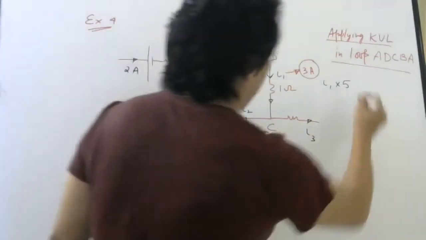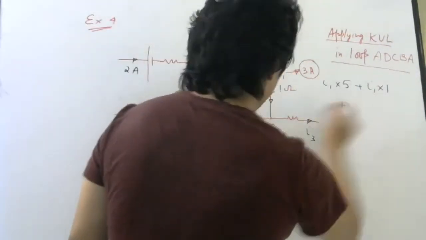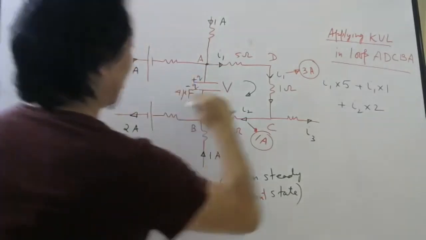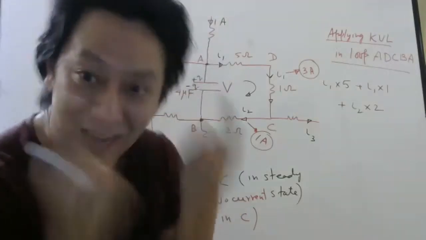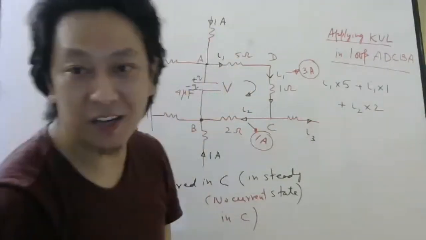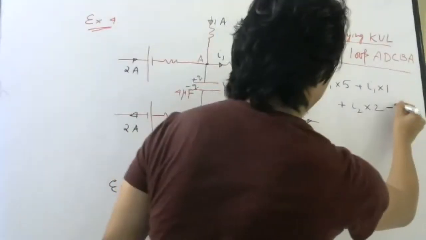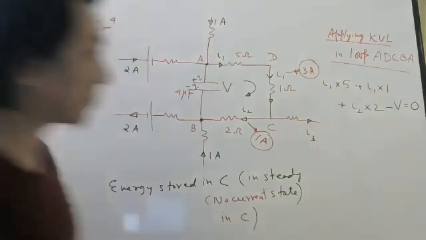Here, what is the drop? Again a drop only. I1 into 1. Here also a drop, see, same direction. But the current here is I2, remember. So I2 into 2. Then here minus to plus, so again it will be a rise. See, it has to be, otherwise how will you get 0 after adding all of them? So from here to here it is a rise. So minus V, V for the capacitor, which I don't know. So that will be equal to 0.